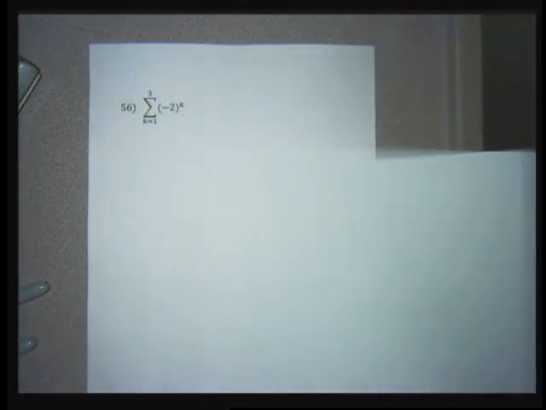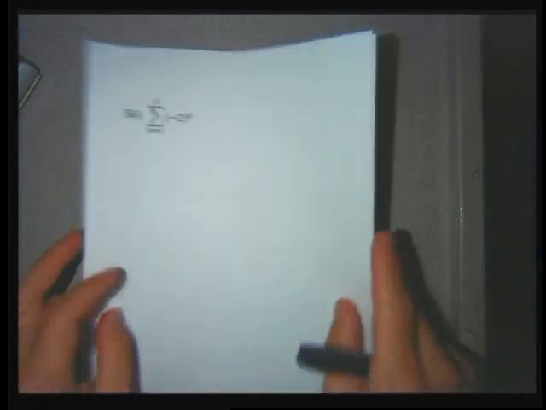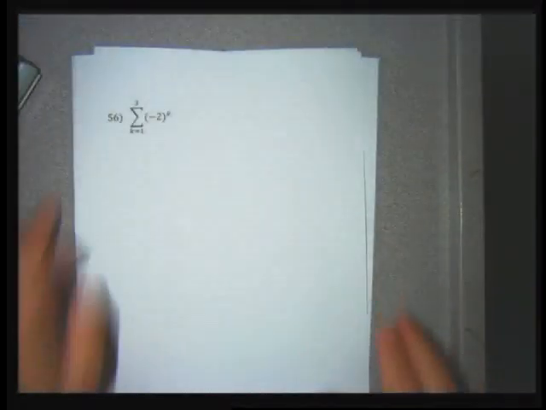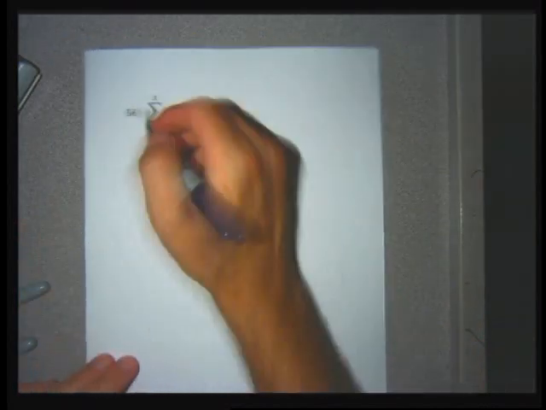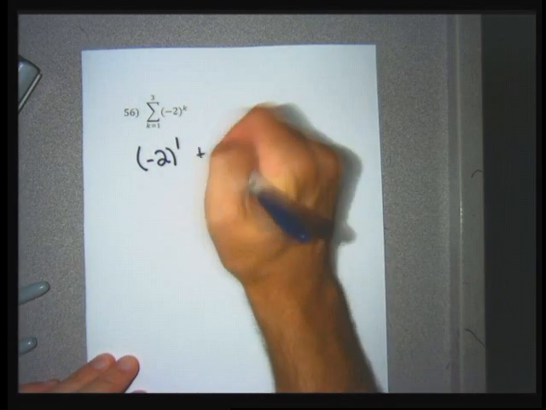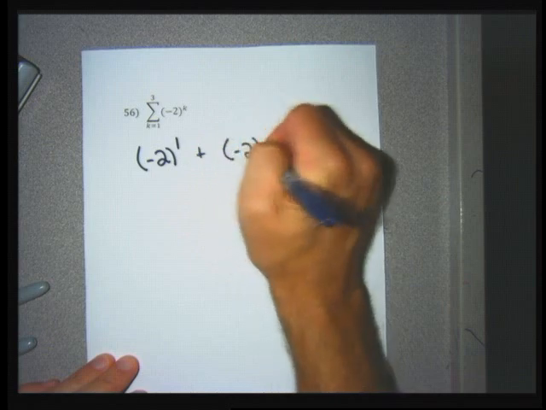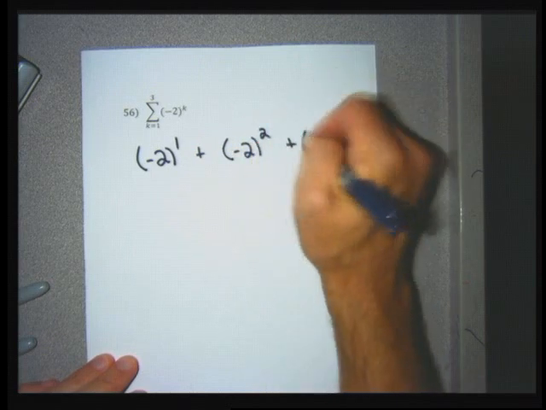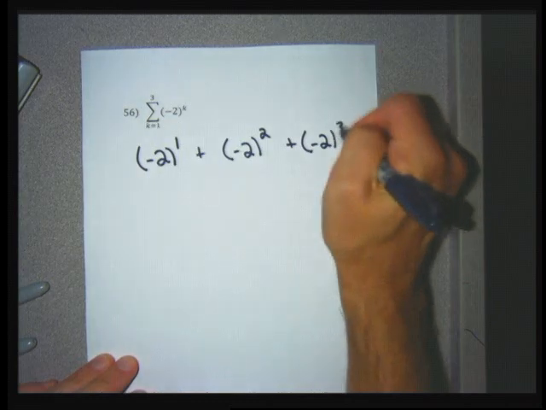56, same sort of thing. I'm going to plug the numbers 1, 2, and 3 in separately, simplify, and then add. So I'm going to go negative 2 to the first power plus negative 2 to the second power plus negative 2 to the third power.